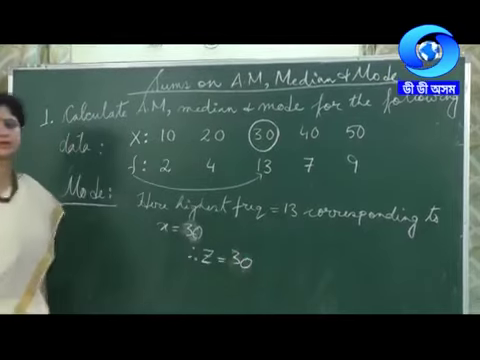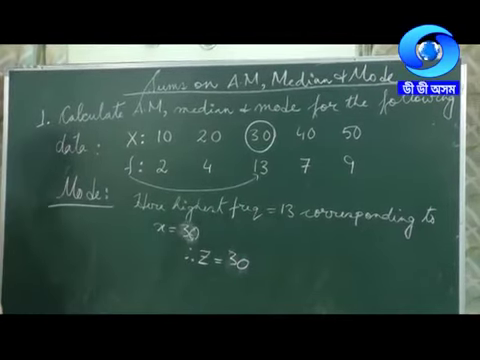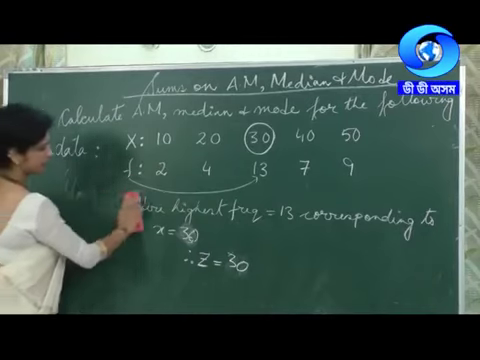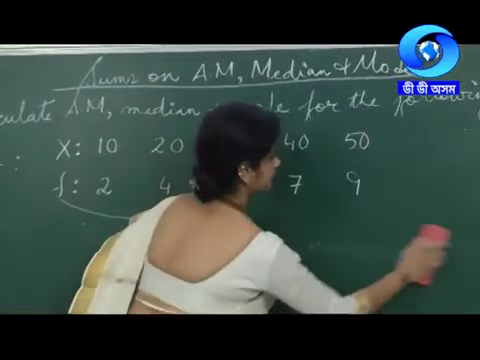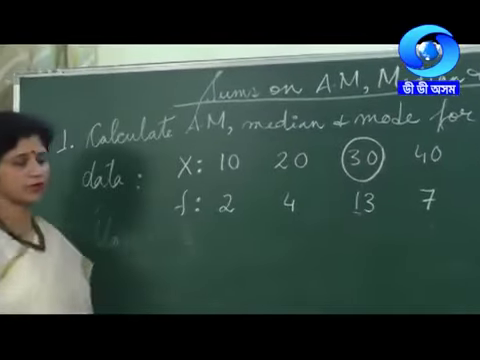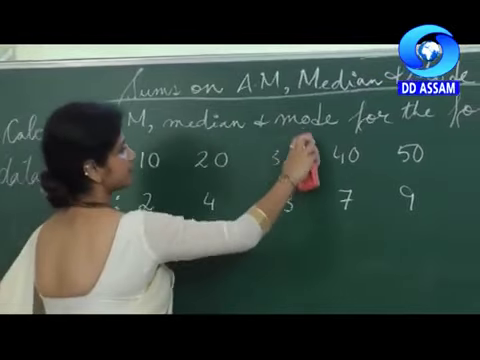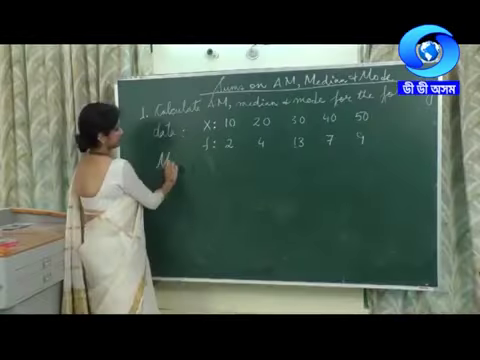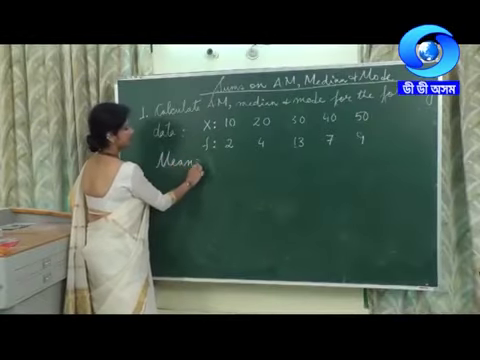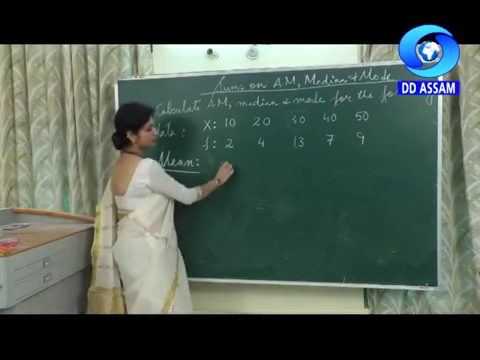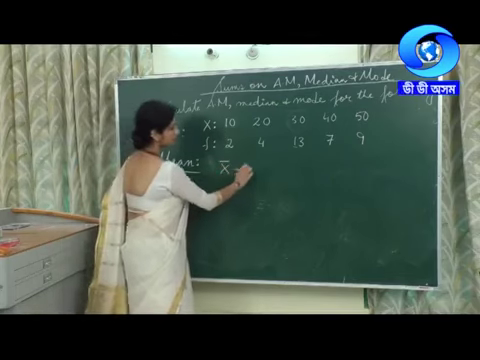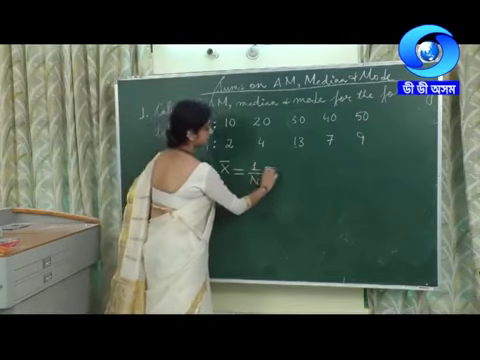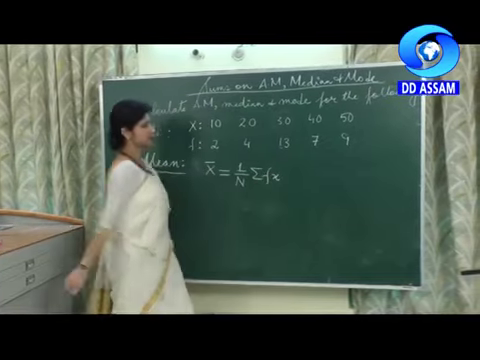Alright, so mode is very simple. Now for calculating arithmetic mean and median, we shall proceed as follows. Let us go to calculation of arithmetic mean first. So we shall calculate mean. You remember how to find arithmetic mean, what is the formula? We shall first use the direct method, okay? So this is 1 by n summation fx.